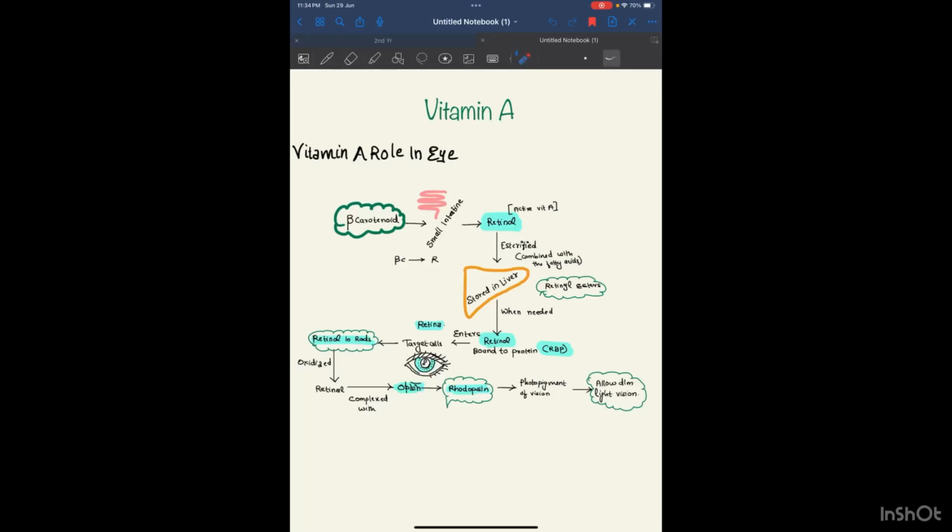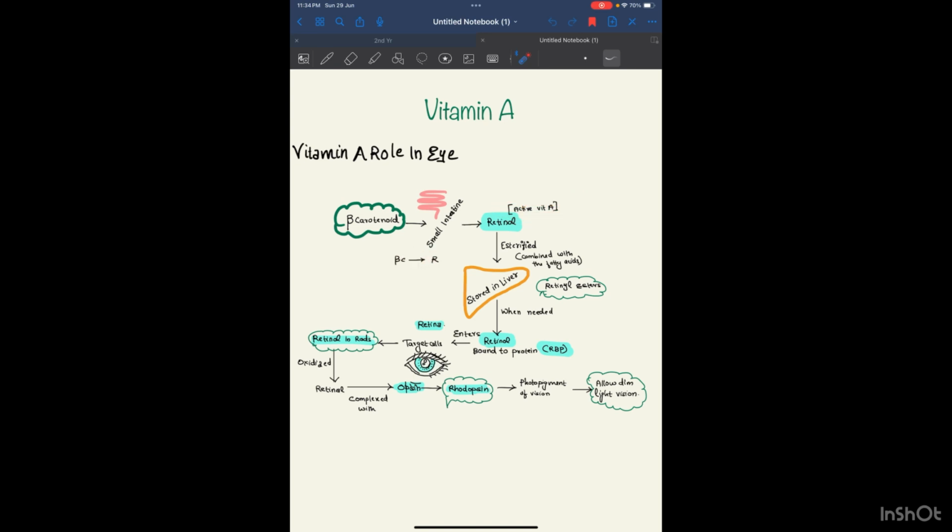So, vitamin A. The vitamin A role in eyes. Vitamin A is derived from a plant source called beta carotenoid. Beta carotenoid is taken through the diet. It gets absorbed in the small intestine, and when it is absorbed, the beta carotenoid is then converted into retinol. Retinol is an active form of vitamin A.